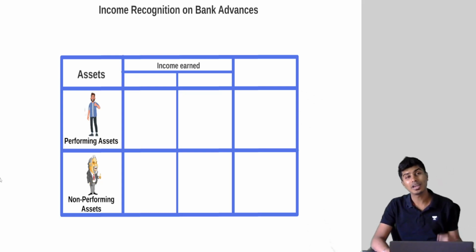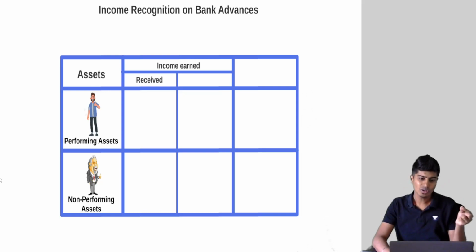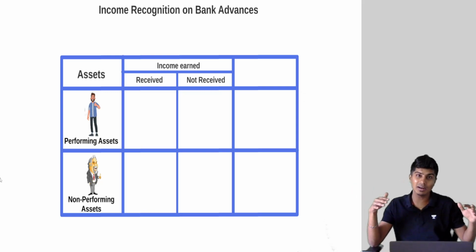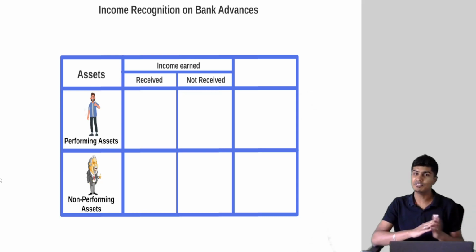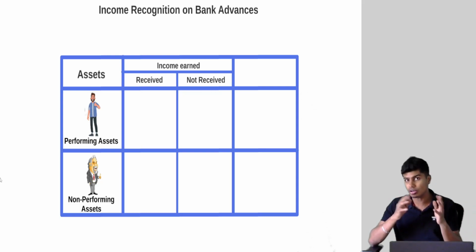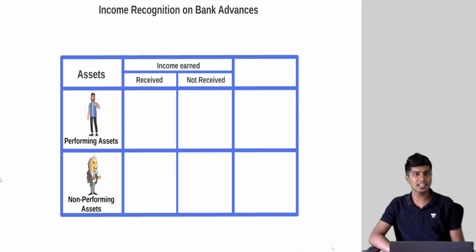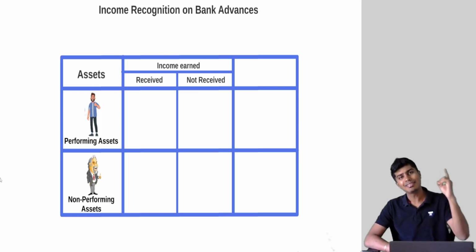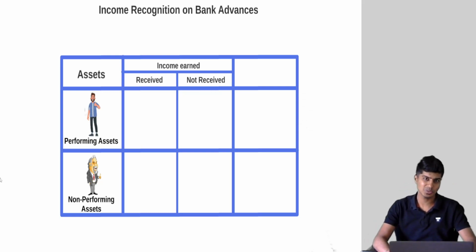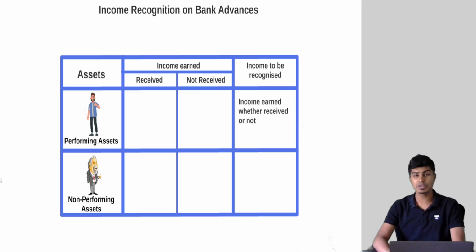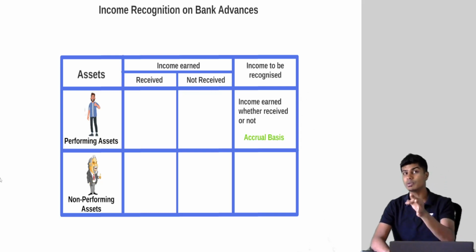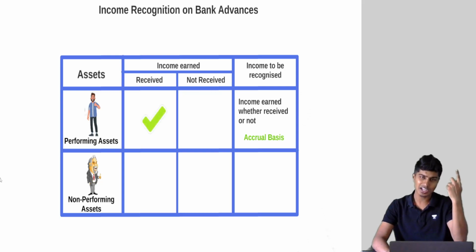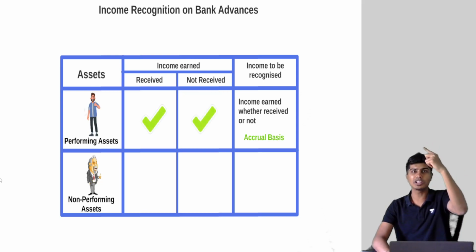So income earned can be either received or not received. With regard to performing assets, we are going to recognize the income merely on the fact that it is earned, without considering whether it is received or not. We repeat, what we recognize as income in the case of performing assets is income earned, irrespective of whether it is received or not. This is because we follow accrual basis. Income is recognized based on accrual basis. That is, income earned will be recognized irrespective of whether it is received or not. So income earned and received, tick mark. Income earned but not received, also tick mark.